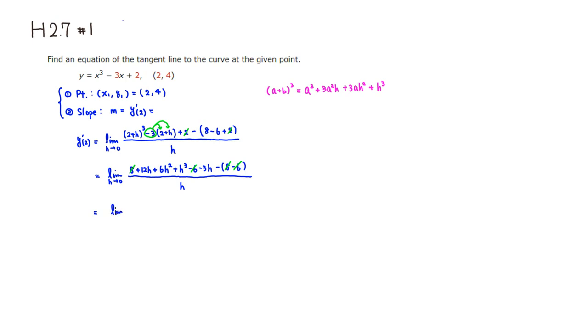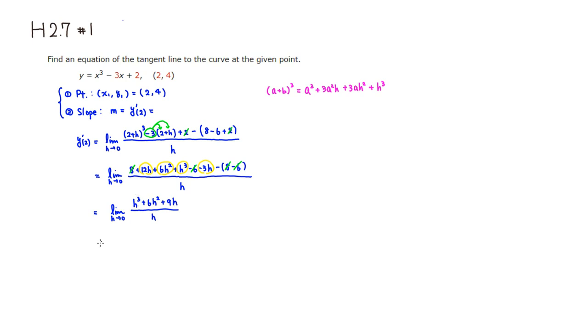So you have a limit as h approaches 0. I'm going to collect, say, the h cubed term. There's only one here, so I'm going to put h cubed. For the h squared term, there's only one again, so I'm going to put 6h squared. Then for the h term, you have a 12h there and a minus 3h, so that's going to give us plus 9h. I took care of everyone on top, so it's all over h.